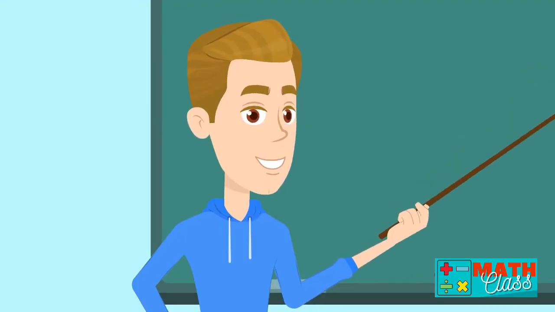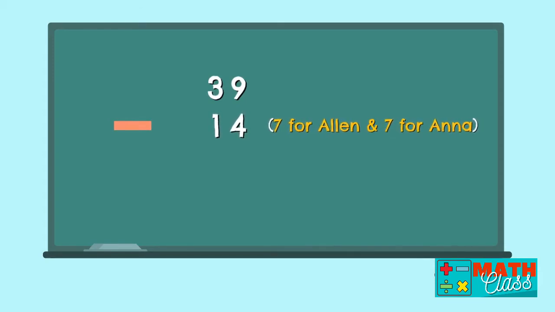To solve this, we have to first write it out properly. So, let's write 39, which is the total sheets of paper that Karen has, minus 14, which is the total number of papers she gave to Alan and to Anna. Then, let's subtract the rightmost number, which is 9 minus 4.